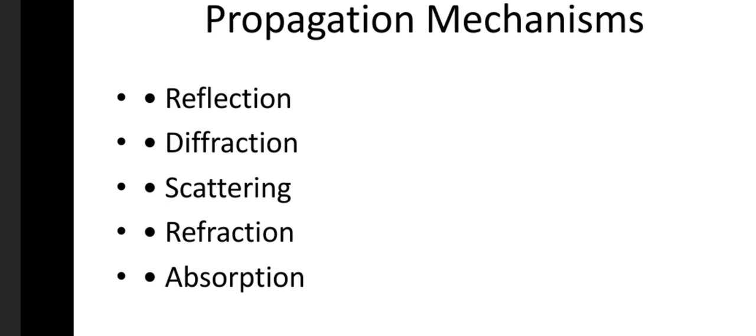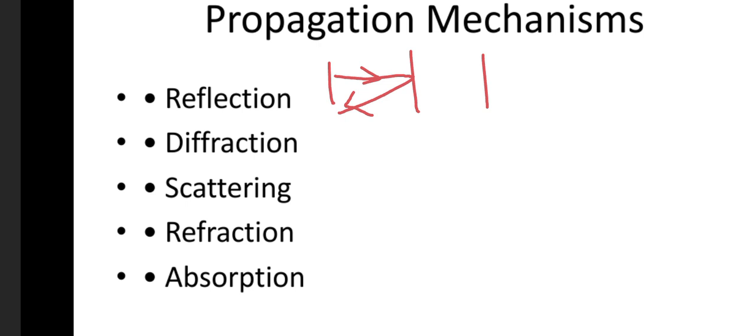Reflection, we all know, if there is a sender and receiver and if there is any obstruction, the sent waves can be reflected back to the receiver. So this is the formal reflection concept. This is more applicable to the propagation mechanism also.